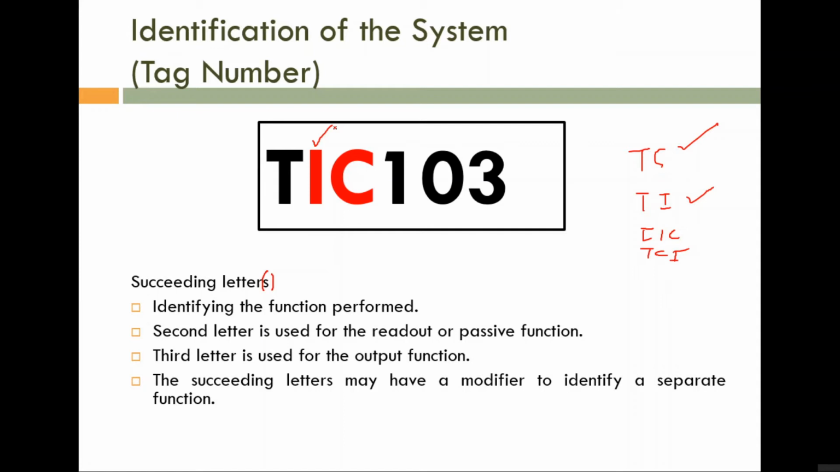Sensing is also a readout function. We are reading that variable. So if you have two succeeding letters, then the second letter, I, is used for reading purpose. That one is a passive function. We are not acting on it. We are reading that variable, or we are visualizing it.